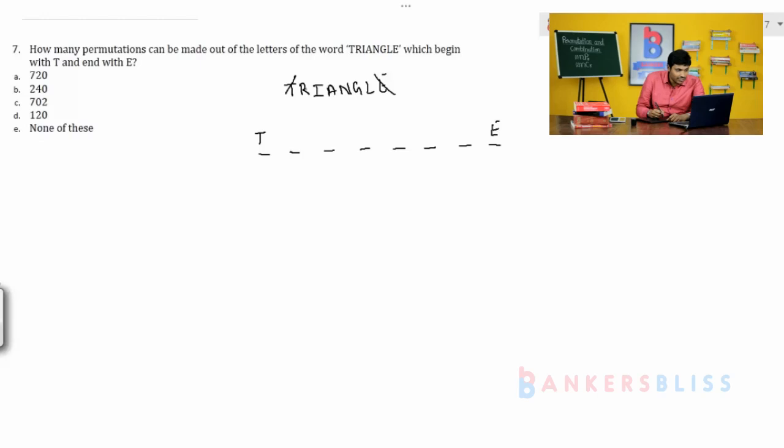So how many letters are there in the middle? 1, 2, 3, 4, 5, 6. So 6 letters are there in the middle. So how many ways? 6 factorial ways. See, R can fill 6 spaces, so 6. Next, I can fill 5 spaces, A can fill 4, N can fill 3, G can fill 2, L can fill 1. So 6 factorial ways means 720. Okay, 5 factorial is 120, 6 factorial is 120 into 6, 720. Therefore, option A is the right answer, 720 ways.